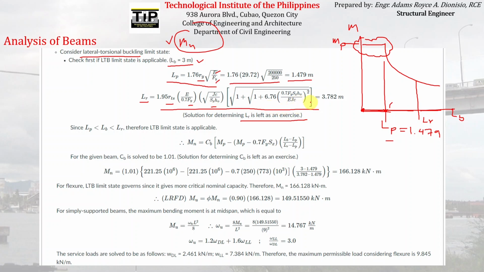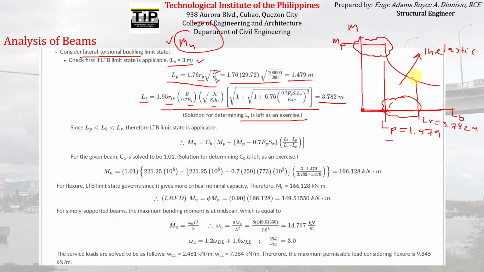And if ever you will have a correct answer, the answer that you will get must be equal to this 3.782. So this is equal to 3.782 meters. So with that, if you will try to plot 3 meters here, where do you think 3 meters will fall? Obviously, within this region. The region where inelastic buckling happens.